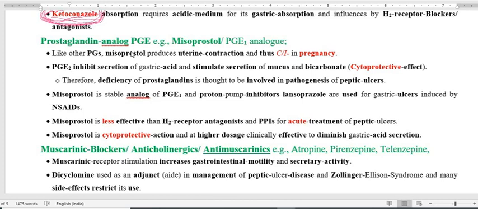This also inhibits the secretion of acid from the parietal cell and also enhances the synthesis of mucus and bicarbonate from the mucus cell, that is the superficial epithelial cell. So the drug is misoprostol. Misoprostol is a prostaglandin E1 analog, or you can say a prostaglandin analog.